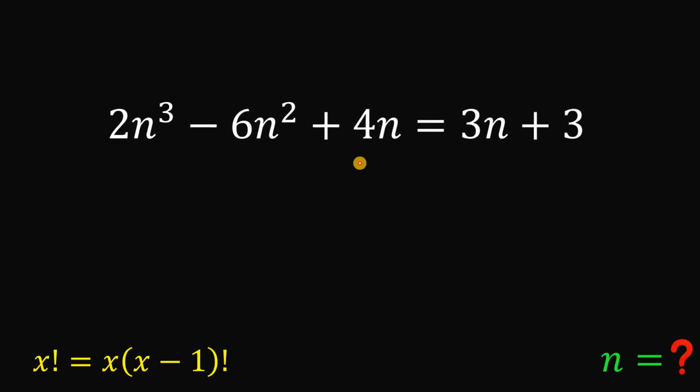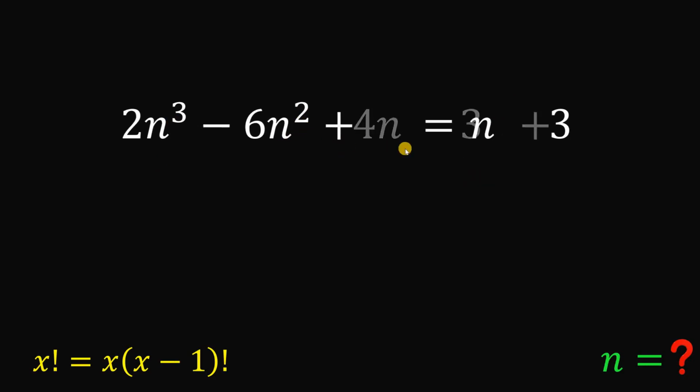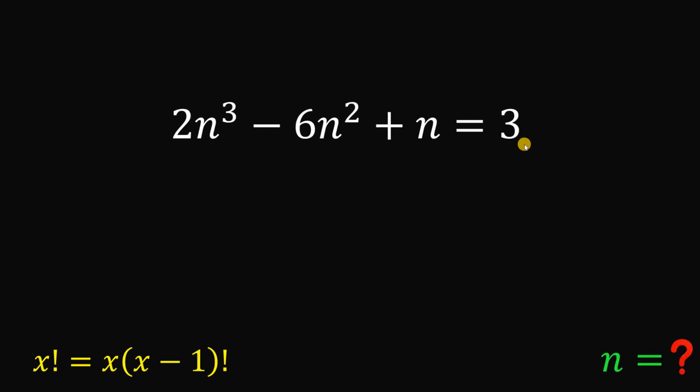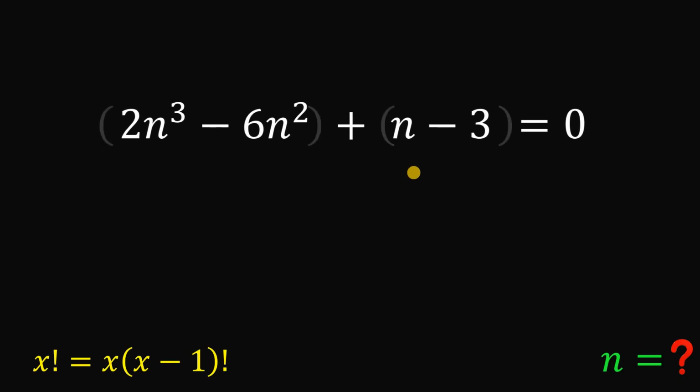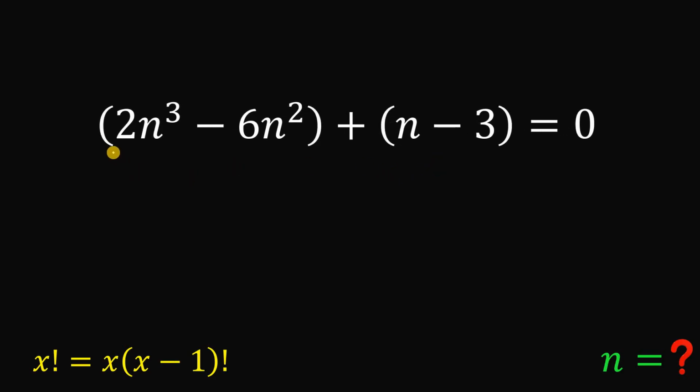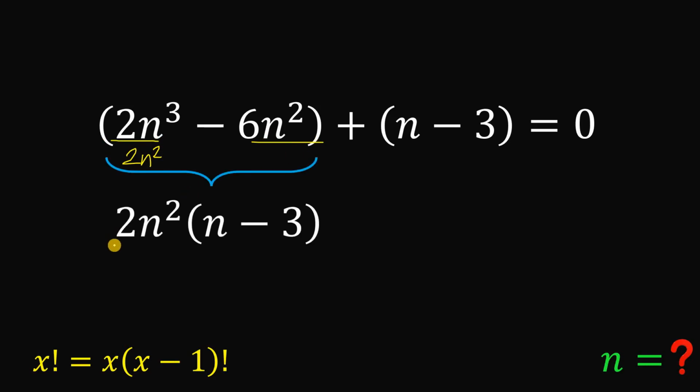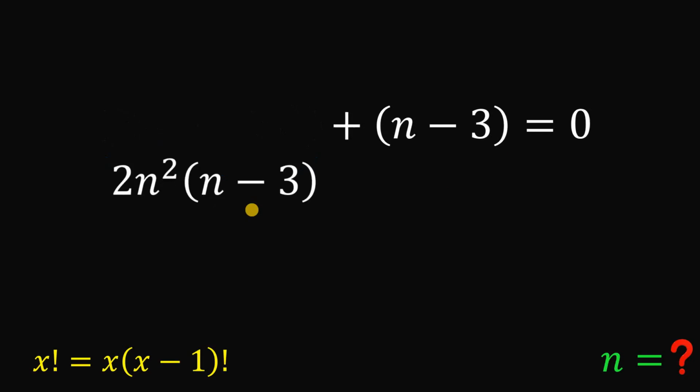Next, let's combine like terms. Let's subtract 3n on both sides, to eliminate 3n on the right hand side. This will give us 2n cubed minus 6n squared plus n equals 3. And then subtract 3 on both sides. And now, what we're going to do is group these terms. Now, what is the reason? The reason is we can factor out 2n squared in these two terms. And if we do that, we get 2n squared multiplied by n minus 3. And take note, we have also n minus 3 right over here. So now let's have its factored form.